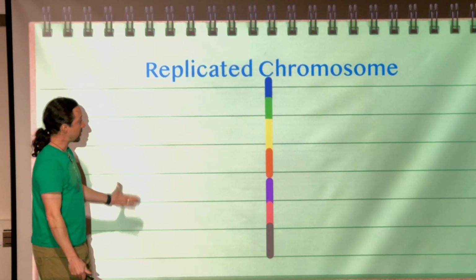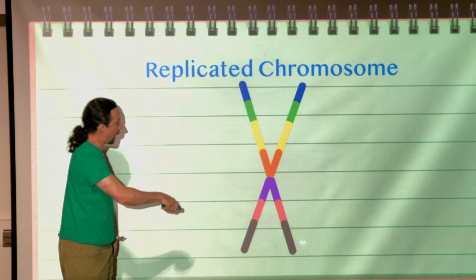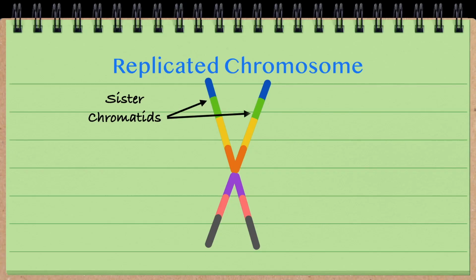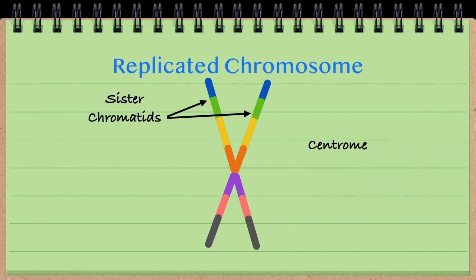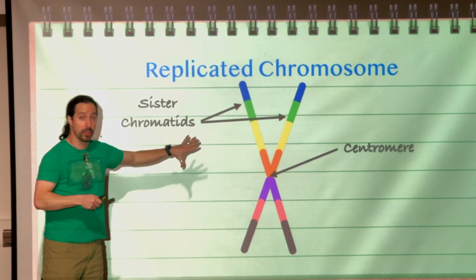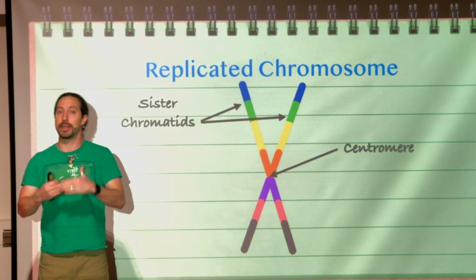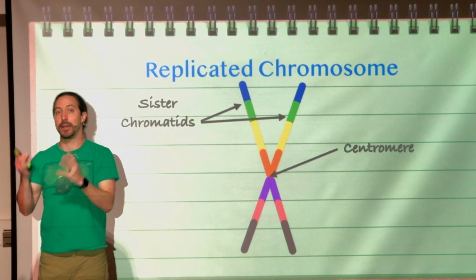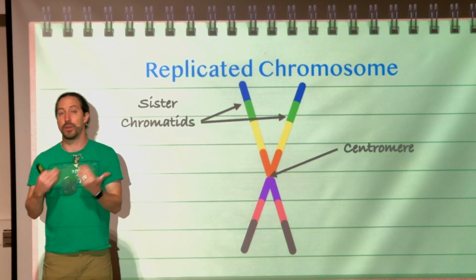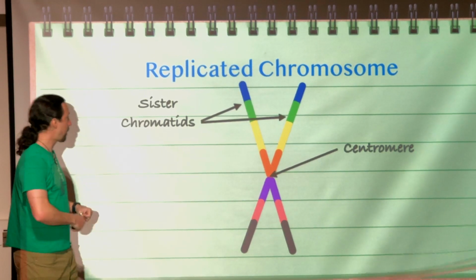A replicated chromosome would appear like this, where you now have two copies. Each copy is called a sister chromatid, and they're connected right here at the centromere. Okay, so that would be a replicated chromosome. The only time that you would see a chromosome condensed is during the M phase. The entirety of interphase, again, is just going to be chromatin. So there is no such thing as a condensed chromosome except for in the M phase.